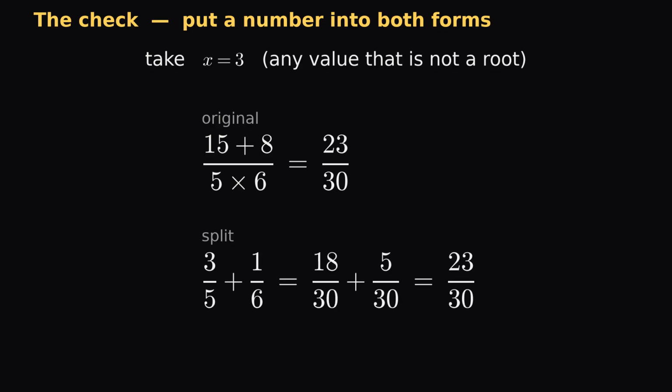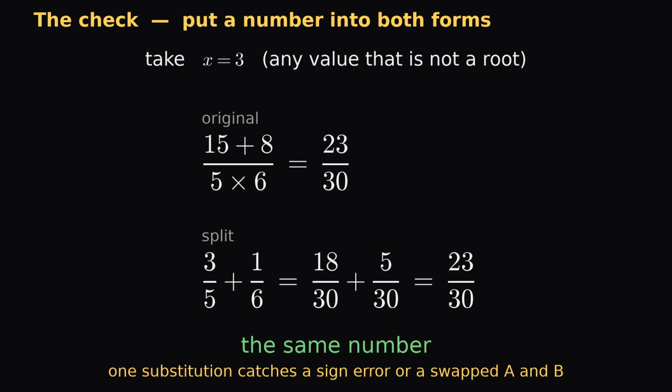Now the split version. 3 over 5 plus 1 over 6. 3 over 5 is 18 thirtieths. 1 over 6 is 5 thirtieths. Add them and you get 23 over 30, the same number. One substitution and it catches a sign error or a swapped a and b immediately.